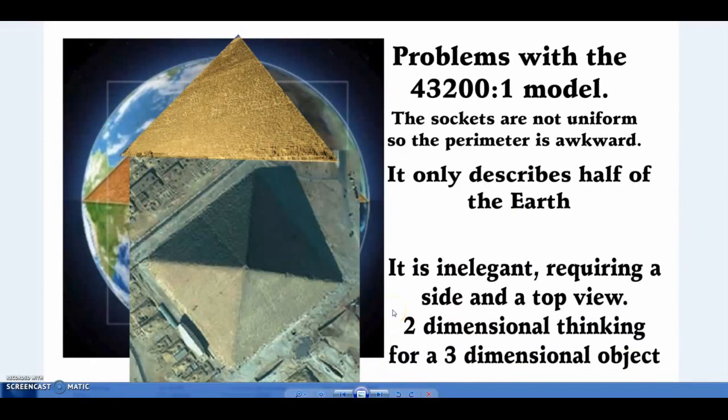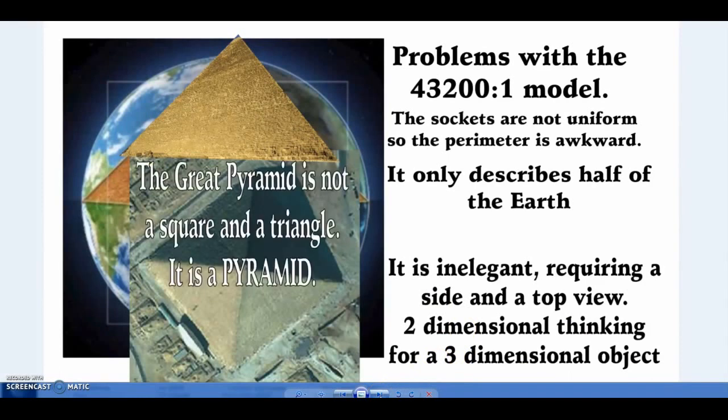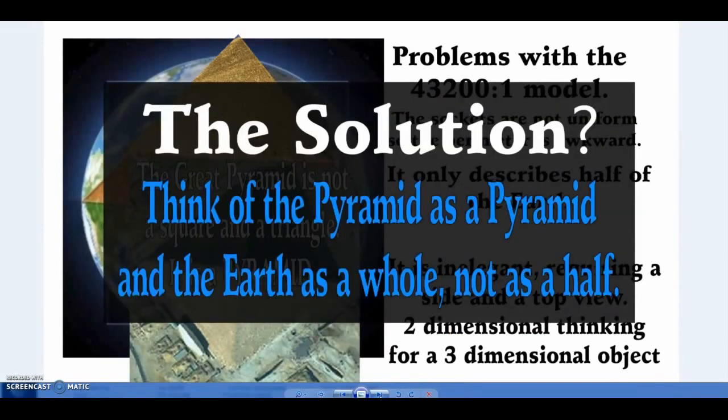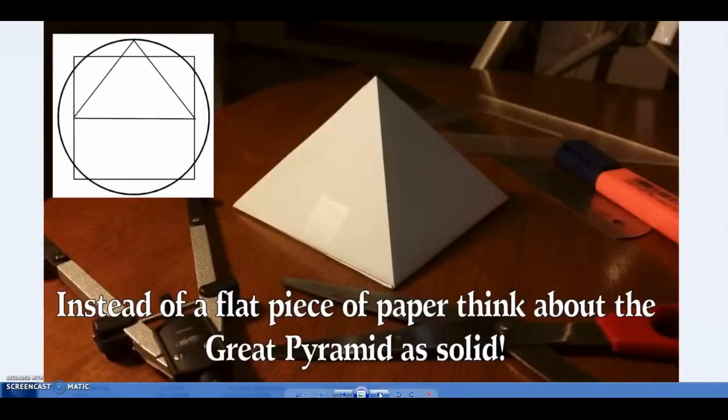Thirdly, it's also inelegant because it requires two views. So we need a side view and the top view. This is two-dimensional thinking for a three-dimensional object. The pyramid is not a triangle and a square, it's a pyramid, and that's where we need to think about it. So there is a solution to this, and that's to think of a pyramid as a pyramid and think of the Earth as a whole, not a half.